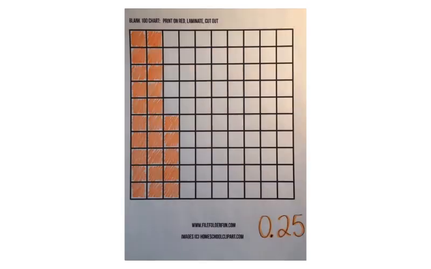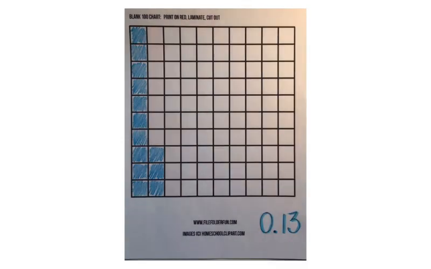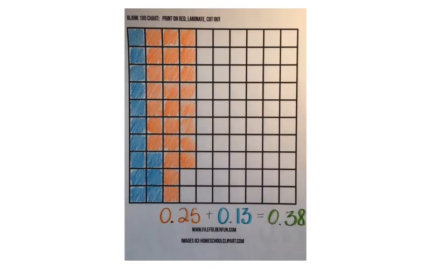So again, we have 25 hundredths plus 13 hundredths. What I did was I took these and I combined them on one piece of paper, on one hundreds chart, so that I could visualize what I was doing. And this is what I came up with. As you can see, the blue represents our 13 hundredths, and then the orange still represents your 25 hundredths. All I did was combine them, and then I added them up.